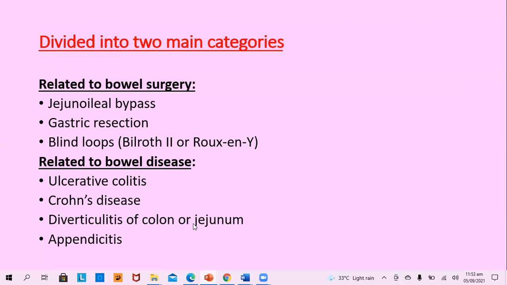Bowel-associated dermatosis-arthritis syndrome is classified into two main categories: those which are related to bowel surgery and those that are related to bowel disease. The bowel surgeries which are associated with BADAS are jejunal bypass, gastric resection, and blind loops, Billroth 2 or Roux-en-Y. Then bowel diseases include ulcerative colitis, Crohn's disease, diverticulitis of colon or jejunum, and appendicitis.